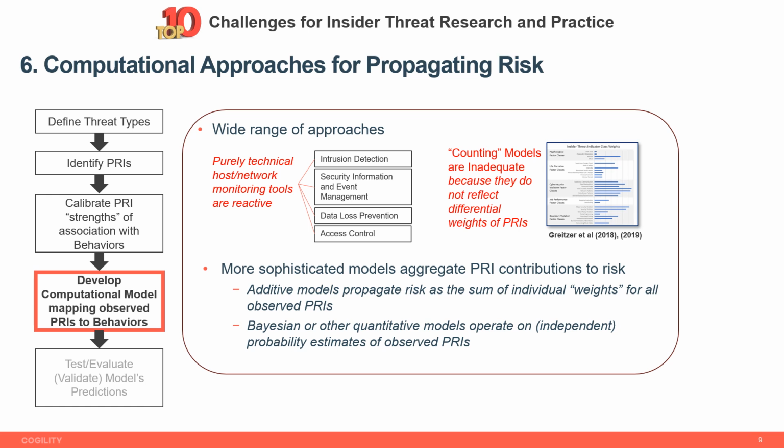This counting model aggregates more information, but it's still a vast oversimplification because it implicitly assumes that all PRIs are equally indicative of risk. Research has shown that models that aggregate differential risk values provide better estimates that more closely match expert judgments. Examples of these types of models are those that simply add the weights of individual PRIs, or those that use probabilistic computations, such as Bayesian networks, to compute risks. These methods provide a closer match to expert judgments, but there still seems to be room for improvement.